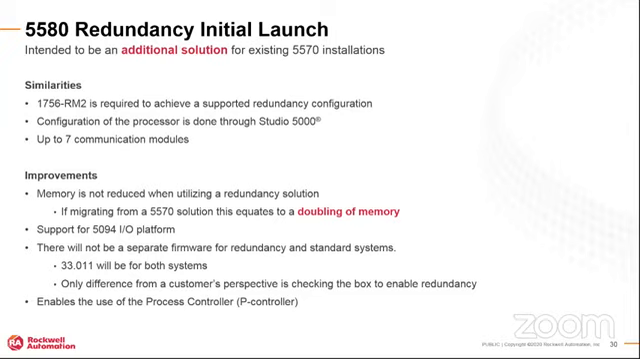A couple of the improvements and changes. When we were looking at an L7 style design for redundancy, one of the big things we would do via IAB, Integrated Architect Builder, is build up a system estimation. If you were looking at redundancy, we would have quite a few documents that would tell you not to go above 50% memory and CPU utilization, because it would take a hit and essentially double the amount of memory required when you're using the 5570.